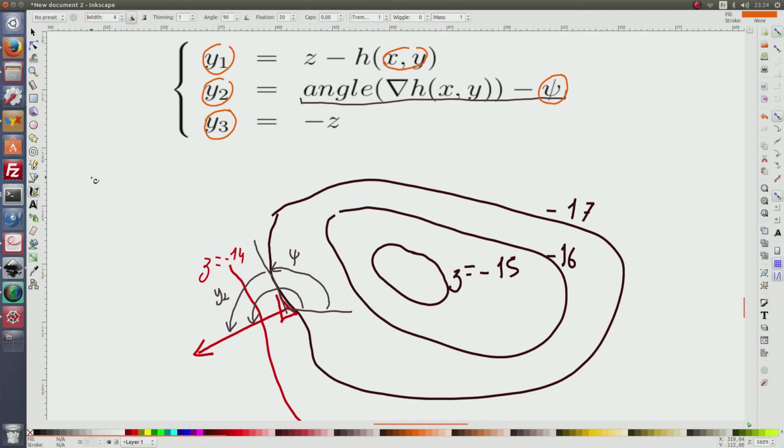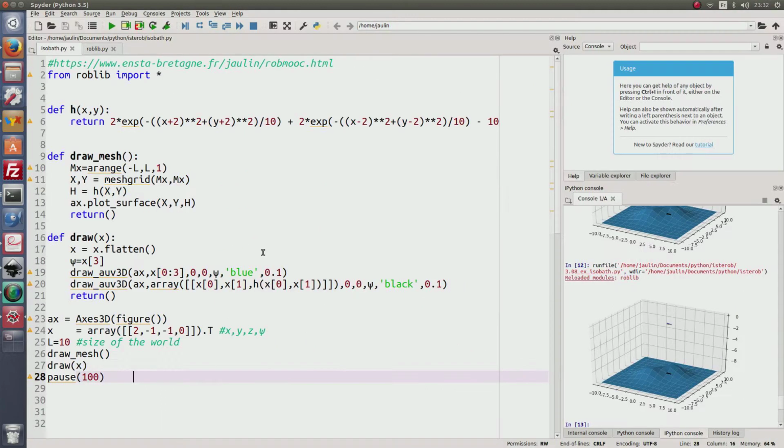That's why the controller u will be a function of y1, y2, y3, and we will not be allowed to use x, y, psi, which are not known by the robot.